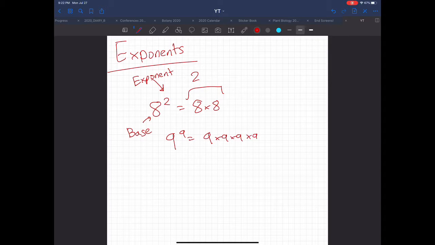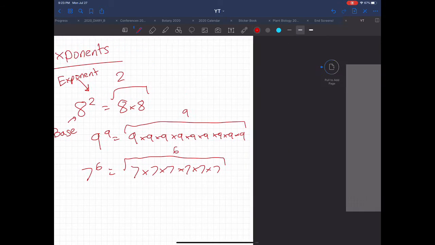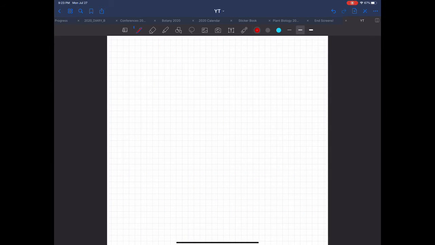So 9 to the power of 9 would be 9 times 9 times 9 times 9 times dot dot dot until there are 9 nines. And then there's one more example, just in case that gets you confused. There's 7 to the 6th. There are 6 sevens multiplied together. That is sort of what an exponent is, and finding the value would be the value of the exponent.